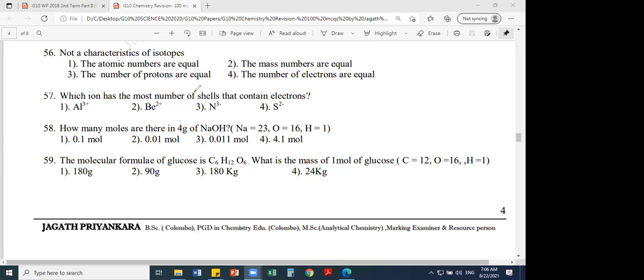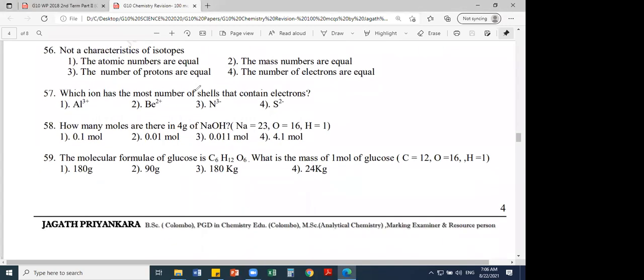Right, now let's move on to the next question. Question number 56. Which is not a characteristic of isotopes? Who can give me the answer? Anuk? Netu? The answer is second. Mass numbers are equal. Yeah, that is incorrect, no? They're asking for the one that is not a characteristic. So be careful when you read the question.